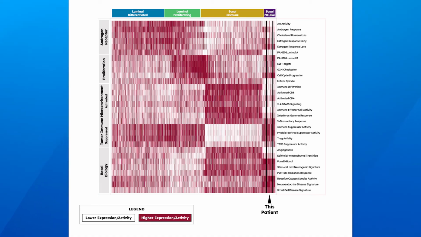For the patient's particular tumor that we're seeing here, we identify it as an arrow on the bottom of the page. The two black vertical bars represent the 3,000 tumors that are most similar to this patient's tumor. So in this example, the tumor is basal immune, has lower androgen receptor activity, demonstrated by it being more white, and higher proliferation, demonstrated on the heat map by it being more red.